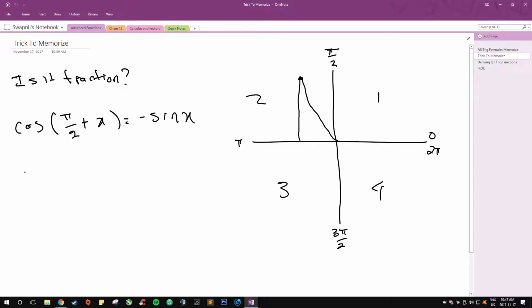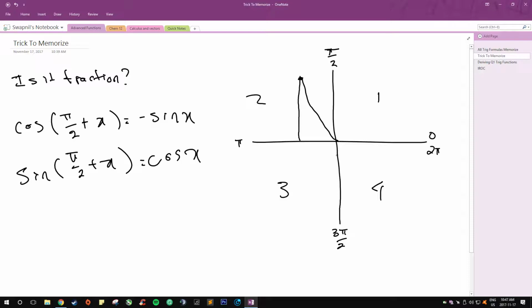If I had sine of pi over 2 plus x, I would see, okay, what is sine in the second quadrant? Well, it's still above the x-axis, so sine is positive. And then, since I have a fraction, I just take the cofunction of it. So I just go cosine of x, and you could do this for all of them.